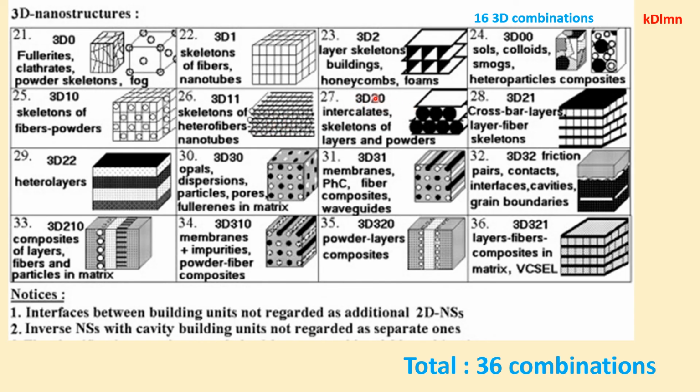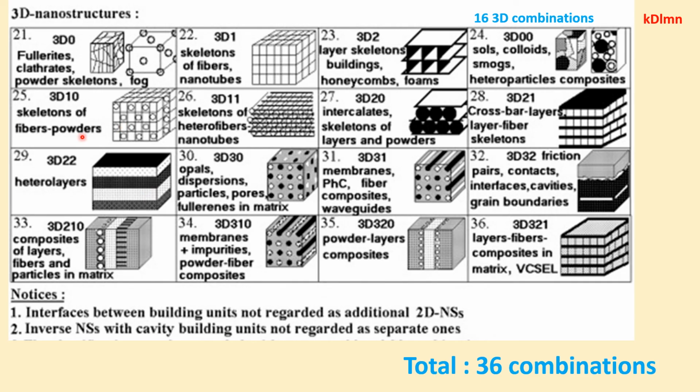Three-dimension material can also be made from two dimension and zero dimension. Two dimension means it is layer, and zero dimension means some particles. So this three-dimension structure is made from the layer, that is two dimension, and zero dimension means some particles. So this kind of skeleton is known as 3D20. 3D21 means 3D structure is made from two dimension and one dimension structure. Two dimension means some layers, one dimension means some rods or nanofibers to make this kind of structure.